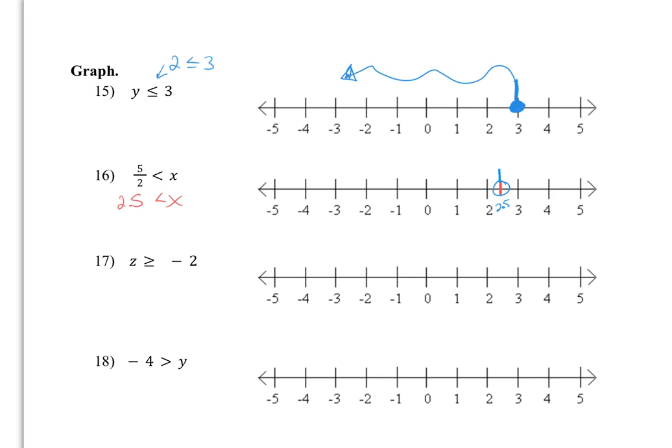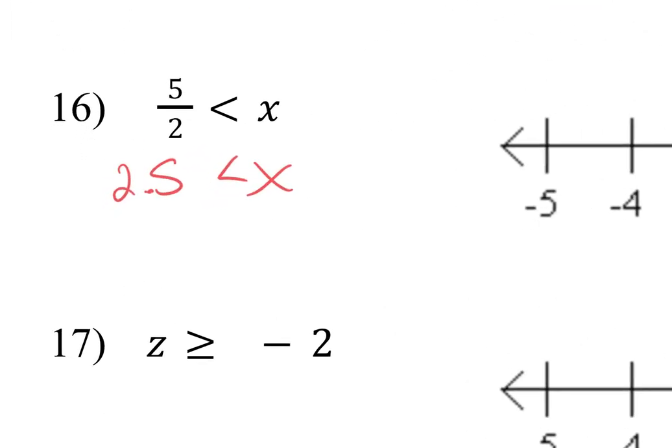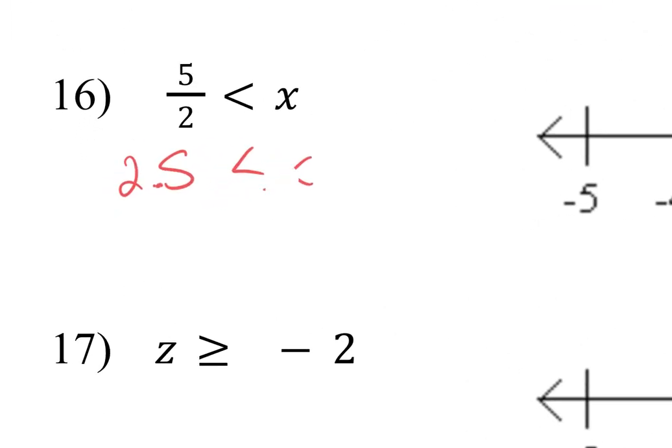Well, let's test, right? So what if I test a point out and I say, okay, let's test 2 because that's to the left of it. So if I tested out 2, does that work? If I put a 2 here. 2.5 is less than 2. Is that true or false? False. So did that work? No. So going to the left isn't going to work for shading.